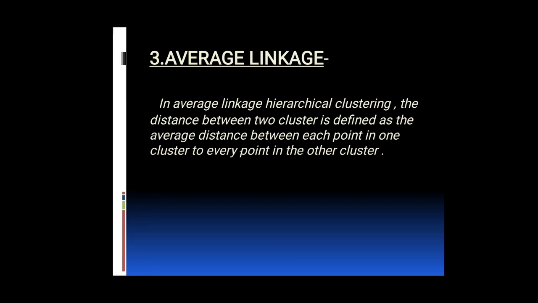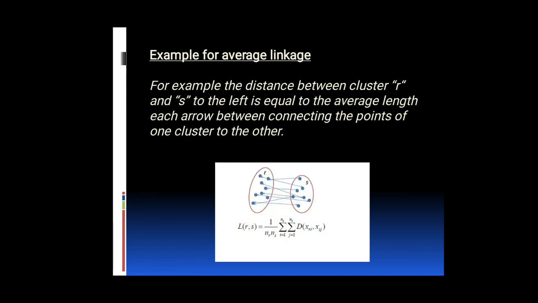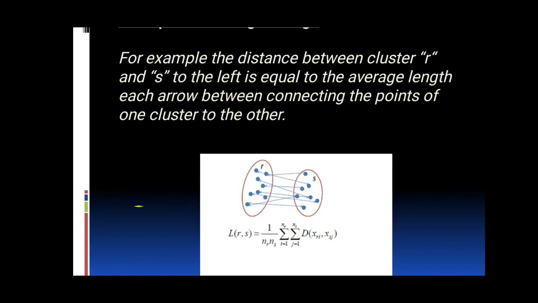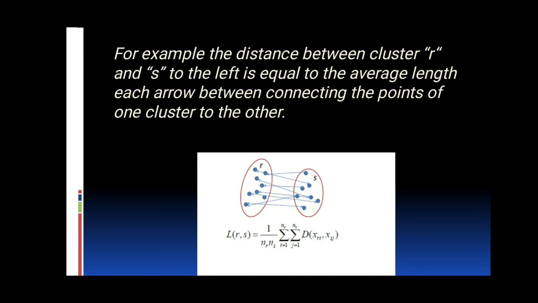In average linkage hierarchical clustering, the distance between two clusters is defined as the average distance between each point in one cluster to every point in the other cluster. This is the example for the average linkage. For example, the distance between clusters R and S to the left is equal to the average length of each arrow connecting the points of one cluster to the other.